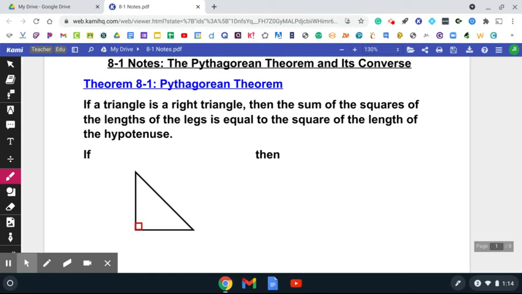Hey everybody, this video is going to be on the Pythagorean Theorem and its converse. We are moving into a chapter that's all about right triangles. So we'll start with something that you're fairly familiar with, and then we'll be talking about special right triangles and actually dipping into some trigonometry later on as well.